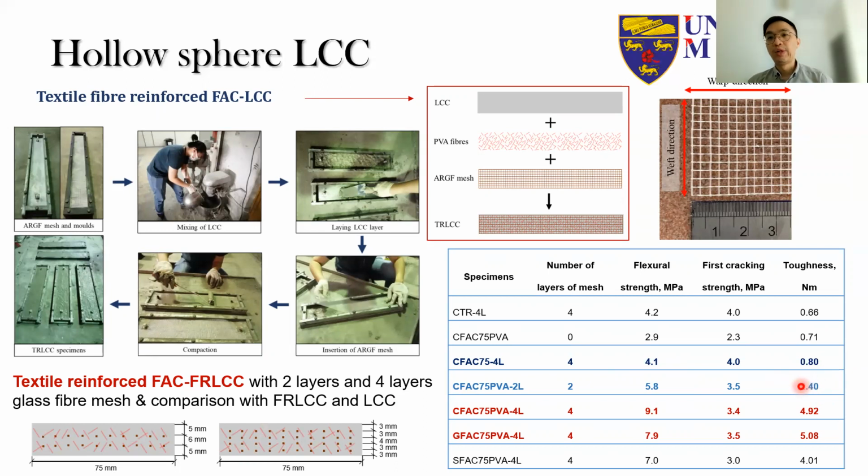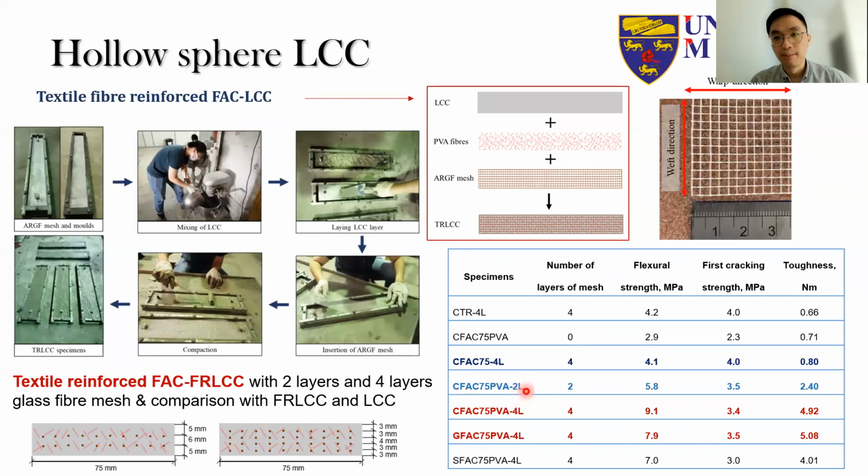So this means that when we use fewer layers of mesh, but with the presence of fibers, there is a synergistic effect which can help to improve the overall flexural performance of this textile reinforced fly ash cenosphere LCC.